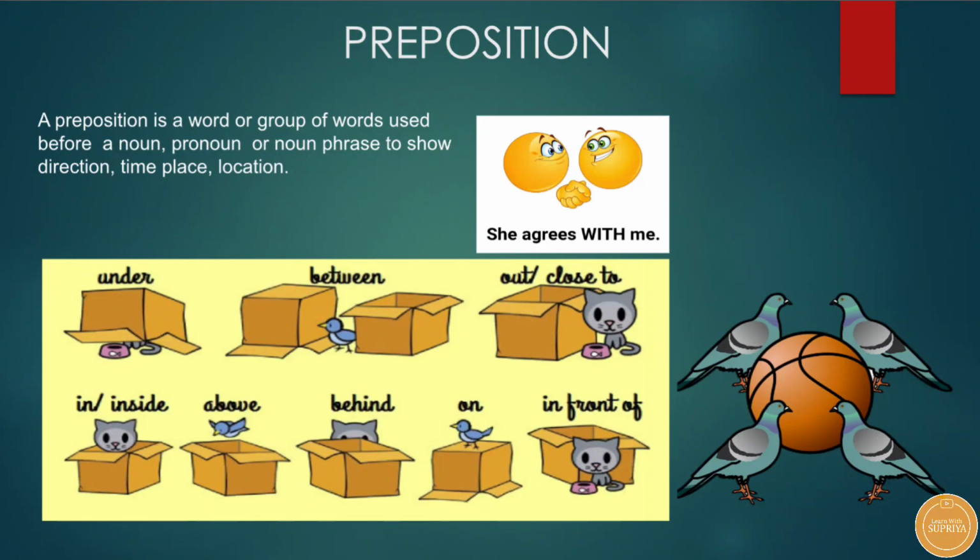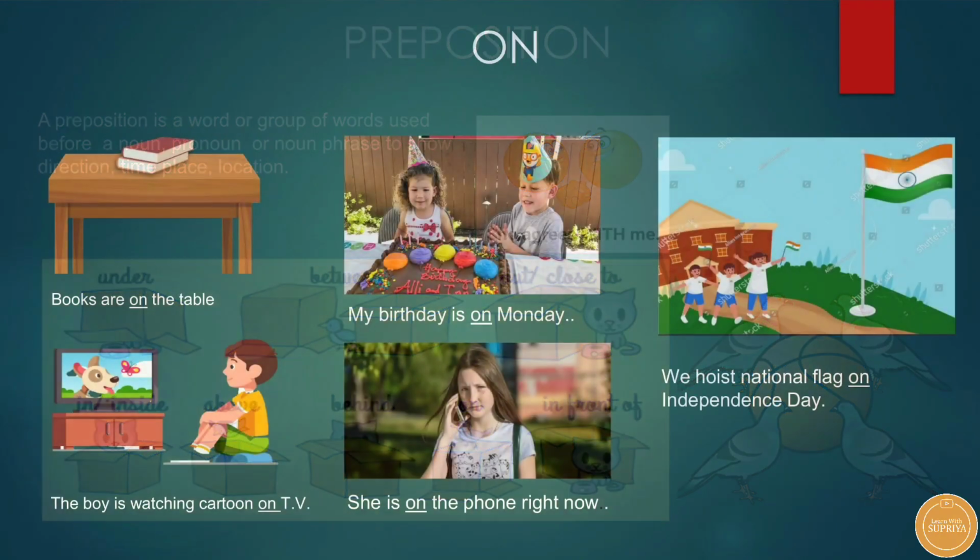A preposition is a word or group of words used before a noun, pronoun or noun phrase to show direction, time, place, location. Children, remember, a preposition is followed by a noun. It is never followed by a verb. Let me start with the preposition on.